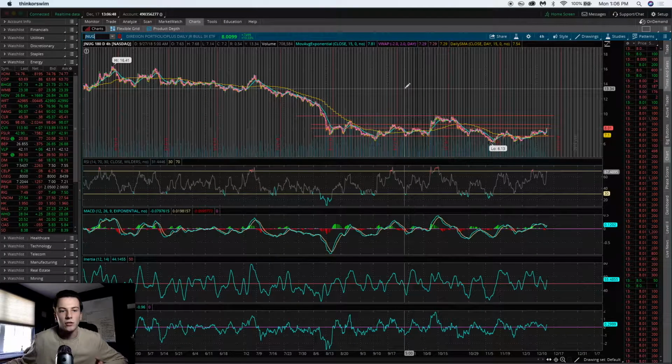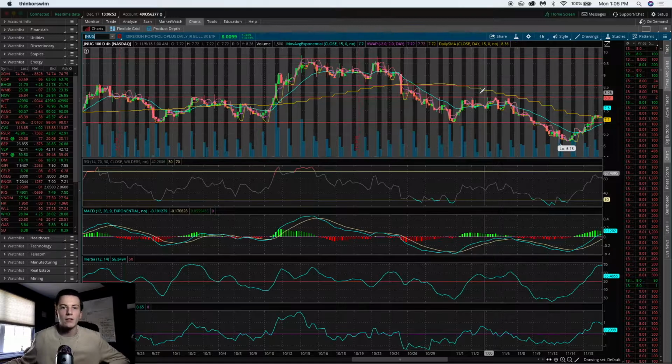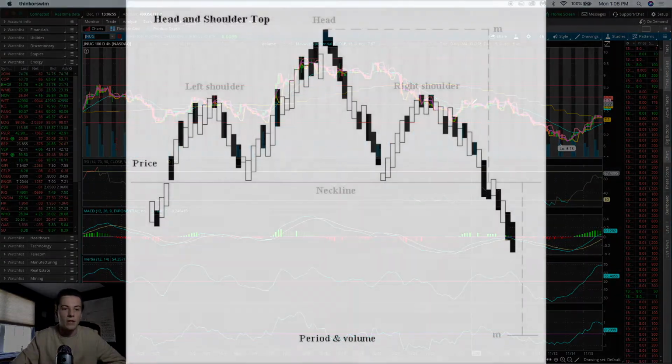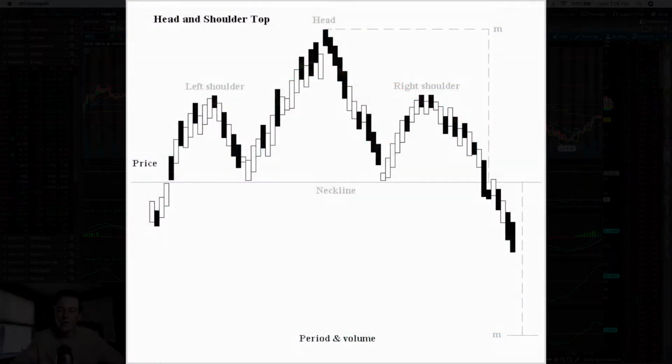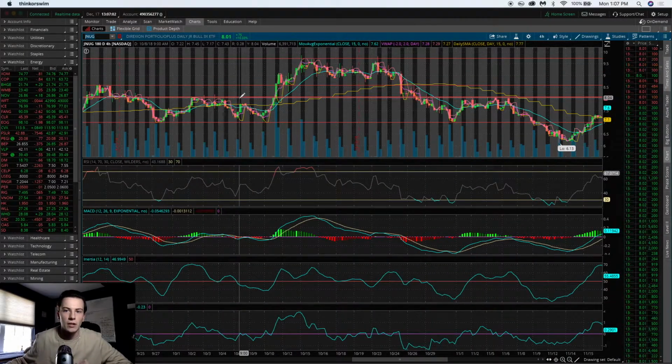This one we're going to be looking at JNUG, which is a gold ETF, and we're going to be zooming in right in here. So the head and shoulders, these 3 patterns are pretty easy to understand, pretty easy to identify. This one, head and shoulders, definitely easy. All you need to basically do is draw one support resistance line to be able to identify it.